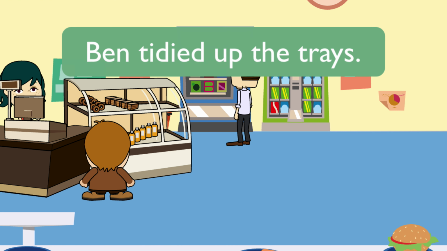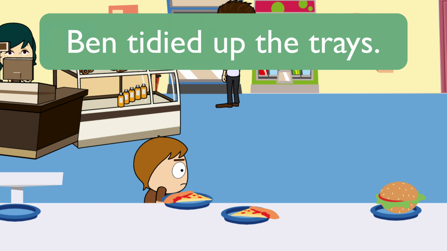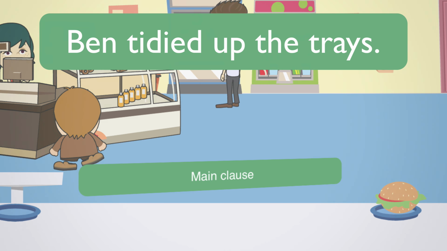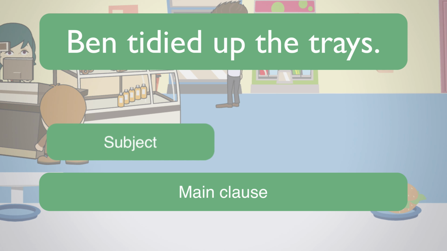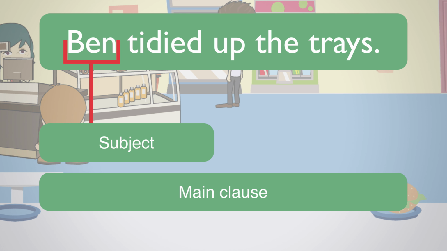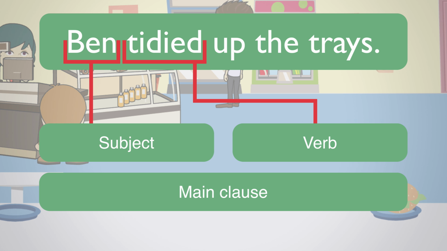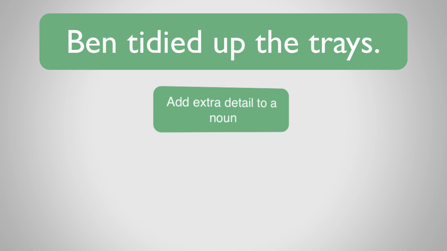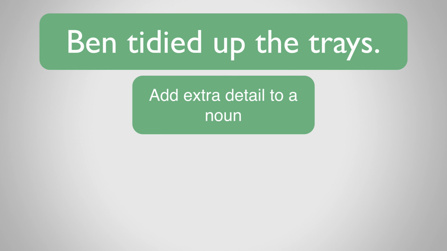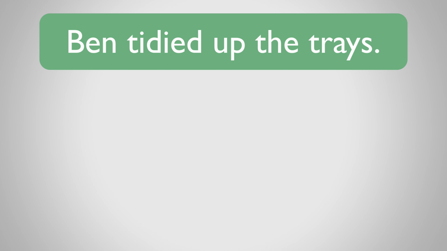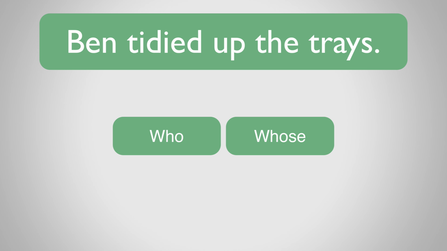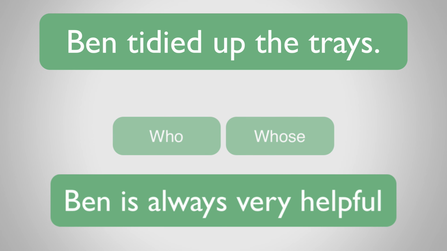Here's a simple sentence. Ben tidied up the trays. This is a main clause as it contains a subject, that's Ben, and a verb, tidied. It doesn't tell us much about Ben though, so we can use a relative clause to add some extra information. Since Ben's a person, we'll need to use the relative pronoun who or whose. I'd like to add the fact that Ben is always very helpful, so that's my relative clause.